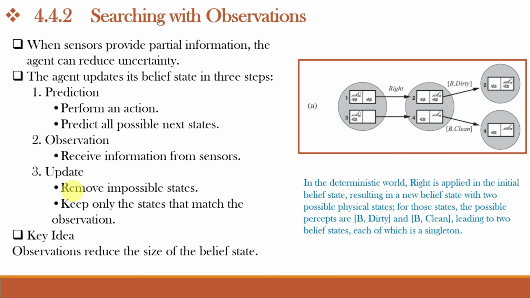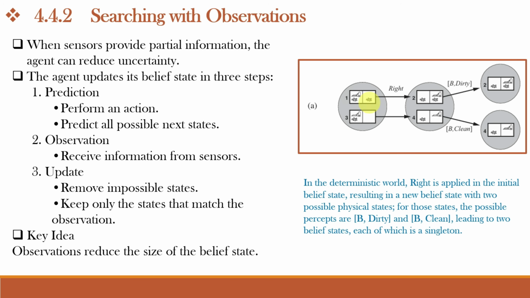Finally, the agent compares the sensor readings with all predicted states. Any state that does not match the observation is removed. Only the states that agree with sensor readings remain. And this new set becomes the new belief state. So the important point over here is that every observation gives additional information. Therefore, the belief state usually becomes smaller after every observation. In simple words, more observation leads to less uncertainty, which leads to better decisions.